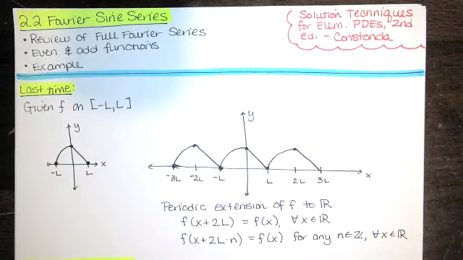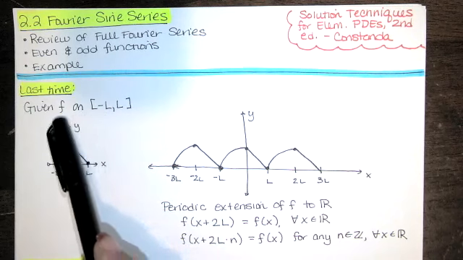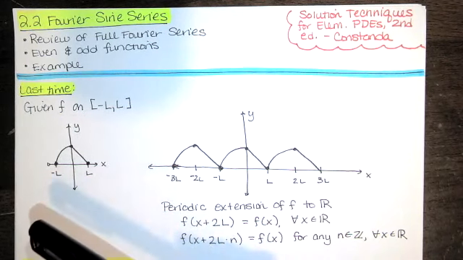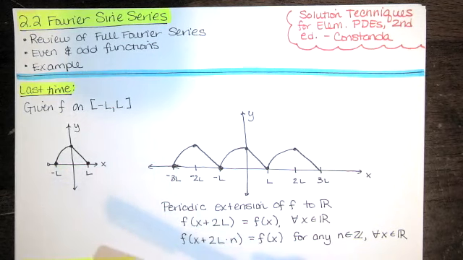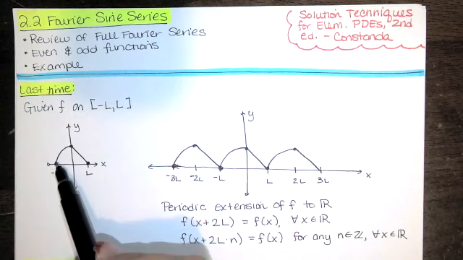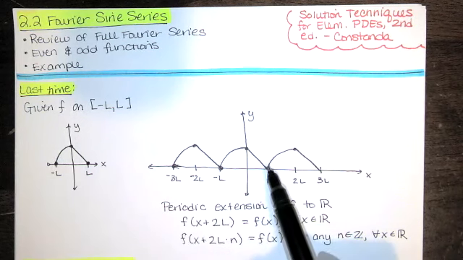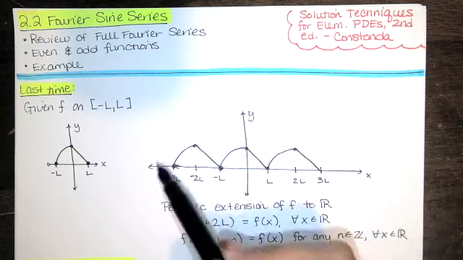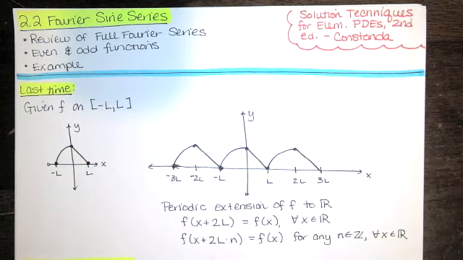Remember last time, we said if we start with a function f defined on the interval from negative L to L, if we want to, we can construct what's called a periodic extension of f to the entire real line. The way we do that is we ignore the value of f at the left endpoint, and then we draw the function, ignore the endpoint again, and draw it again, over and over, from negative infinity to infinity. If we do that, what we've created is a function that is periodic with period 2L.